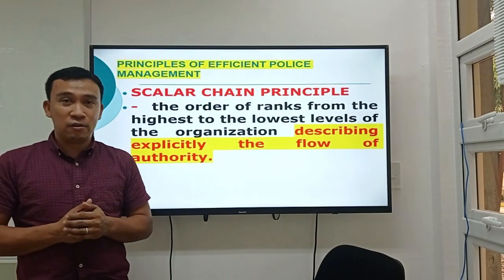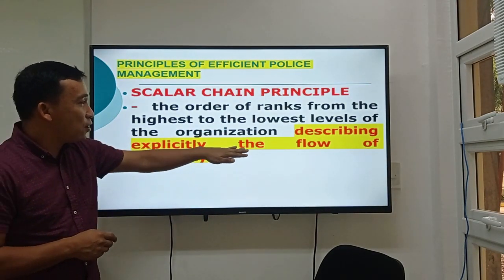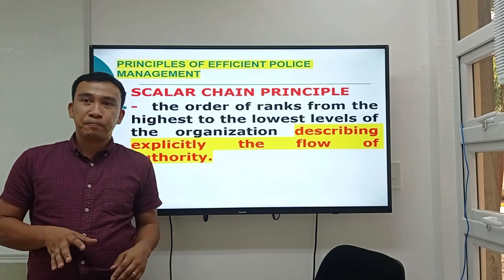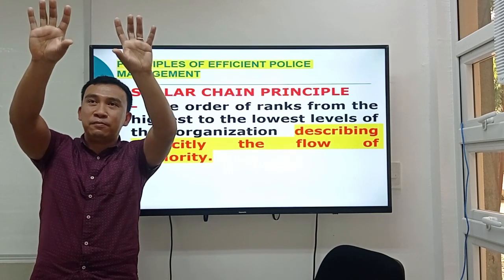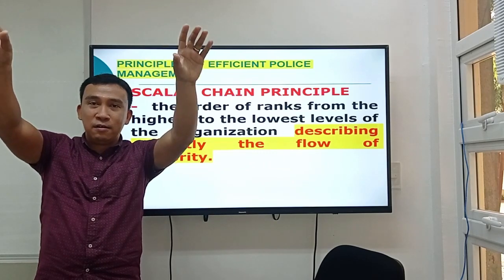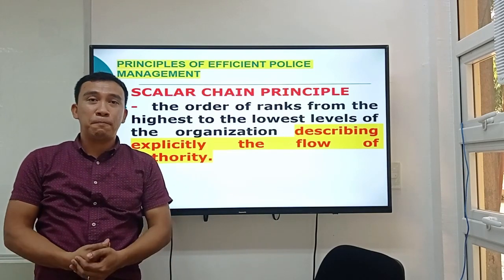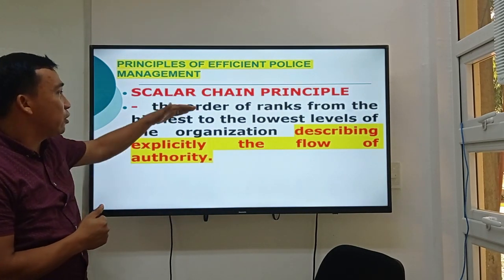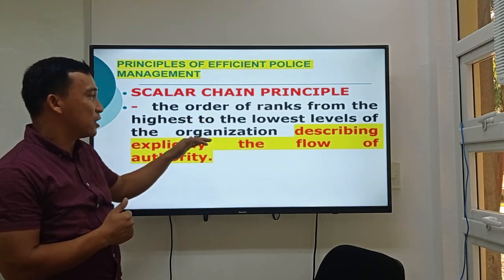Parang ito yung chart of organization, wherein makikita mo doon yung flow of authority. Like for example, sa PNP, nandoon sa chart na yon yung chief PNP, headed by a police director general or police general, and then pababa ng pababa hanggang sa pinaka-lowest position. Usually, pag ganyan yan, ang tawag dyan is the scalar chain principle. The order of ranks from the highest to the lowest levels of the organization.